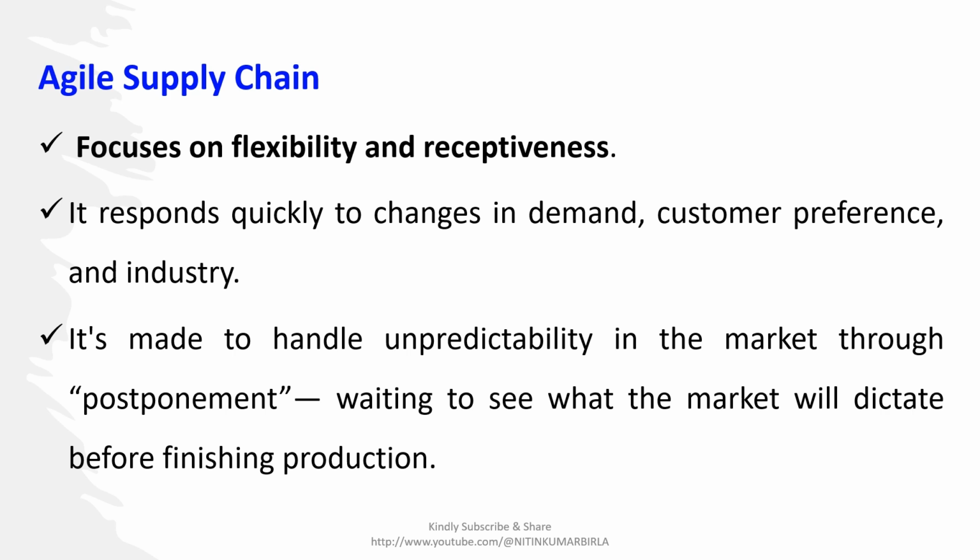So this is how the agile things in business management work. Flexibility of connection, flexibility of interpersonal relationships, flexibility of relationships between different departments and different organizations. It is made to handle unpredictability in the market through postponement, waiting to see what the market will dictate before finishing production.